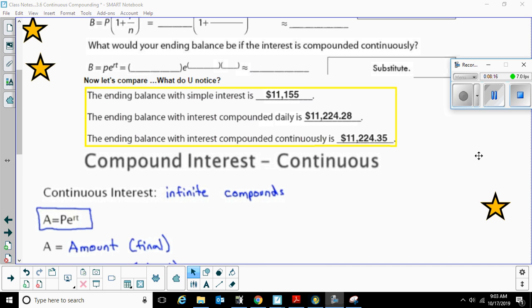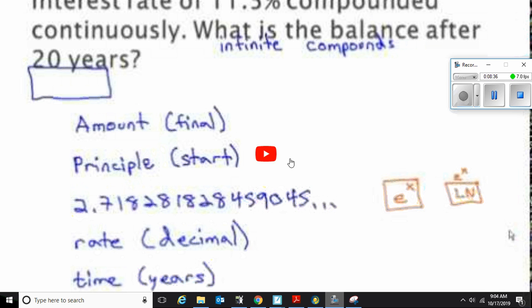All right, I'm back. Mr. McCray caught another mistake. Remember, math stands for mistakes allows thinking to happen. Here, ending balance for simple interest, boom. Ending balance for compound interest, boom. Ending balance for compounding continuously. You notice that our numbers are getting bigger.